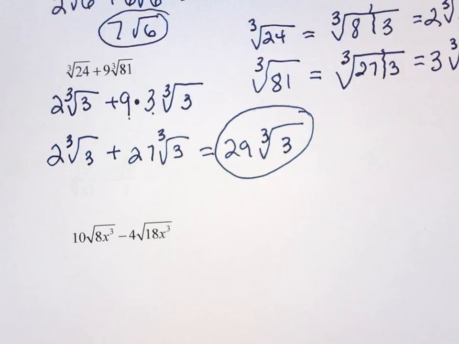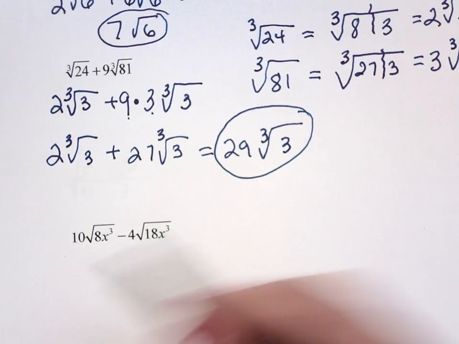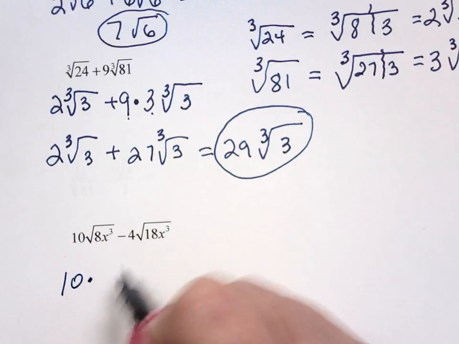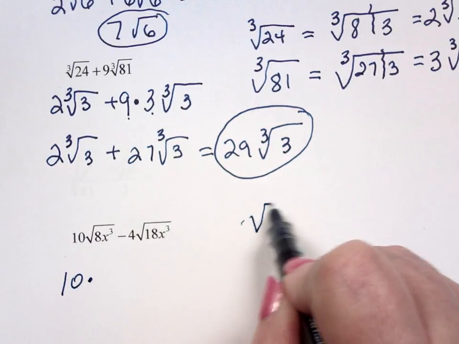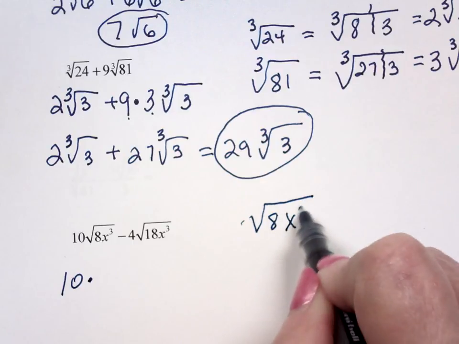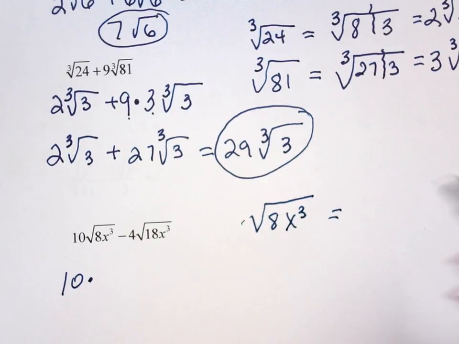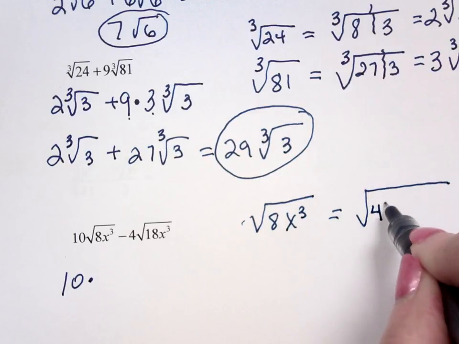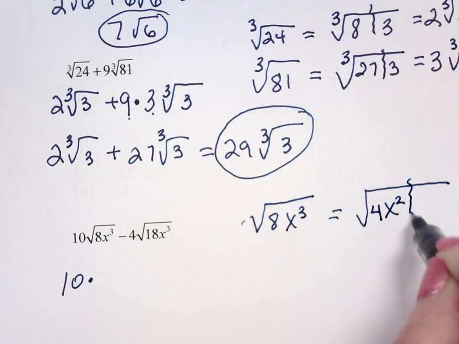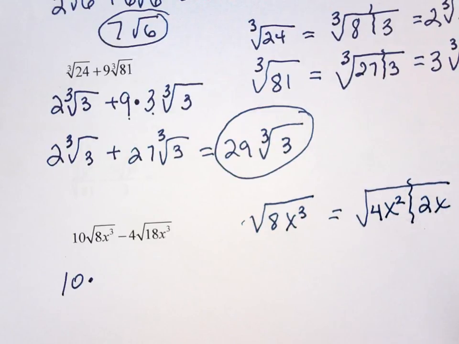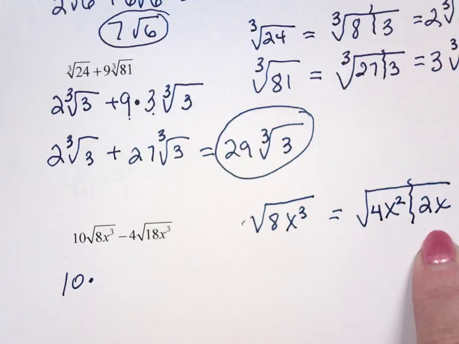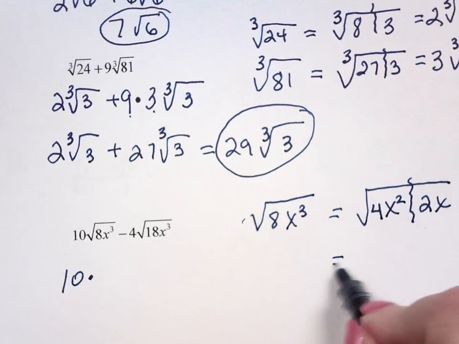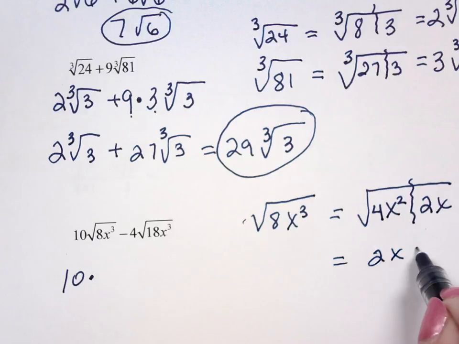Okay, well, I don't know. We've got square roots, so this is going to be 10 times the result of taking the square root of 8x cubed. The square in 8 is 4, x squared, and 2x. Oh, no, it's 4 times 2, right, is 8. Oh, okay. So now the square root of 4 is 2x square roots of 2x.